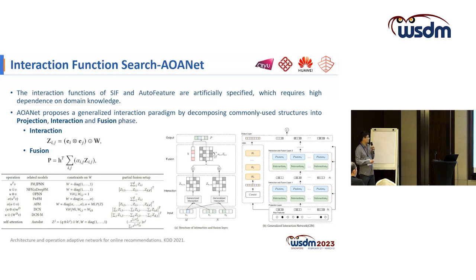Okay, so the search space becomes very small. You only need to learn a good W matrix, that's all, for different pairs of feature interactions. And a small trick here is that they use a gate operator when fusing different pairs of feature interactions, like AutoFIS.